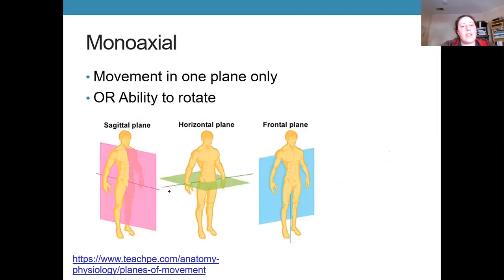Monoaxial could be movement in any one of these planes. So it could be sagittal or horizontal or frontal. But it can also just be the ability to rotate. So rotation also counts as a monoaxial joint, even if it's not moving within the plane, which is a little weird, but that's how they decided to categorize them.